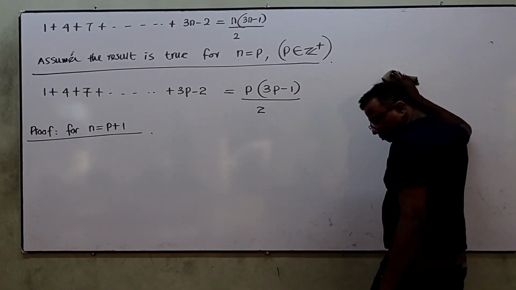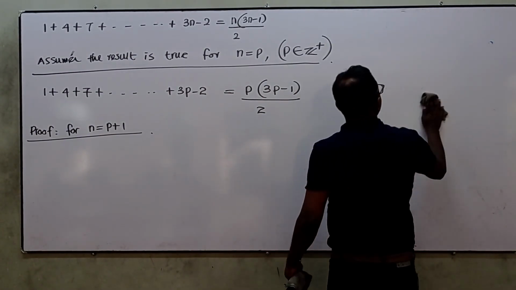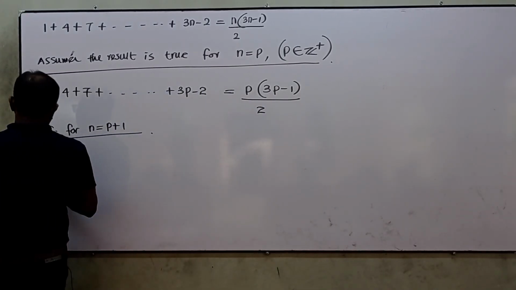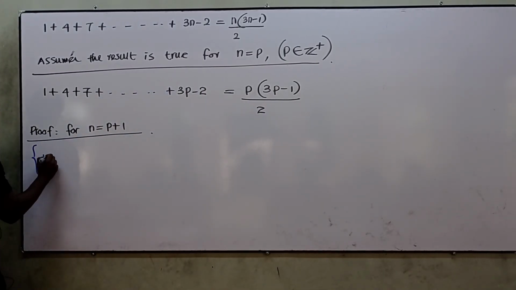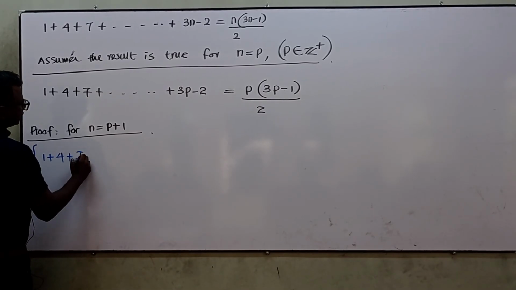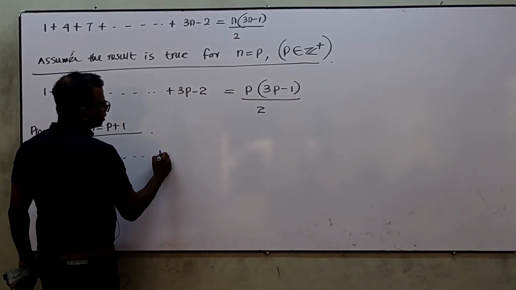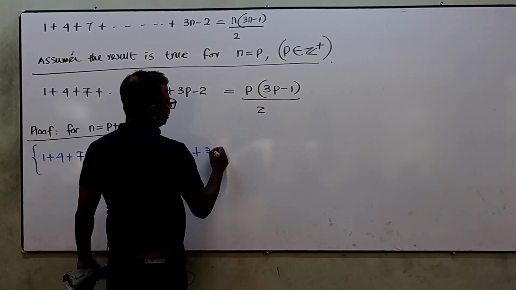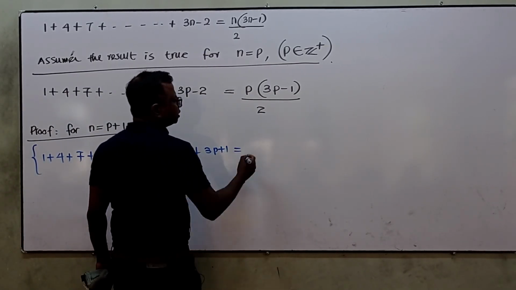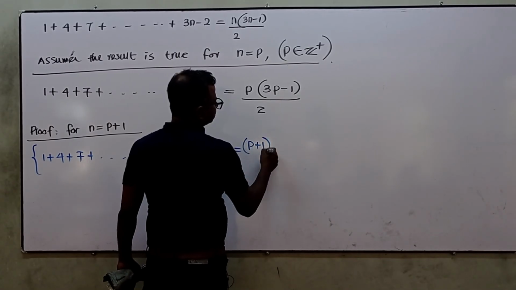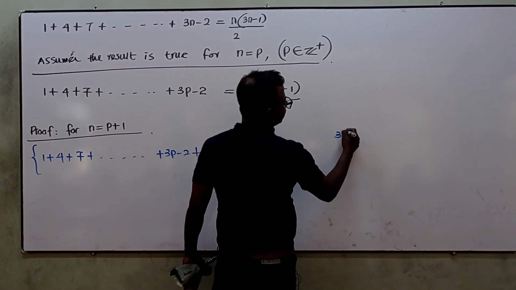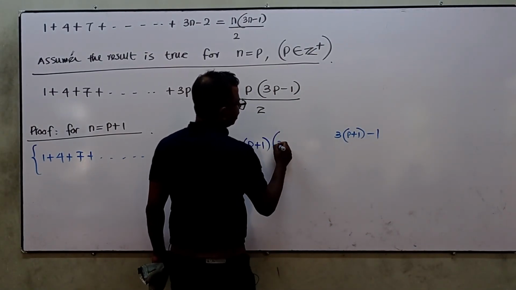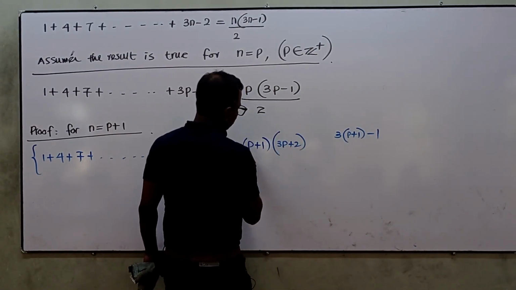You have to get 1 plus 4 plus 7 plus ... plus 3p minus 2 plus another term 3p plus 1 should be equal to p plus 1 into 3 times p plus 1 minus 1, that is 3p plus 2, over 2.